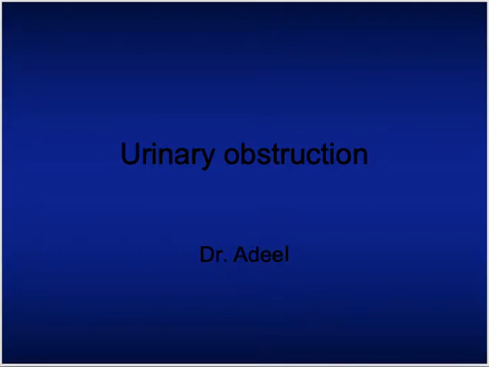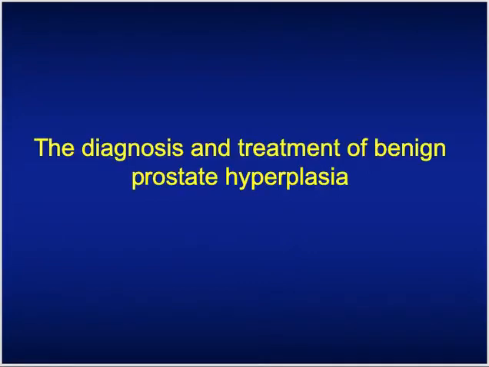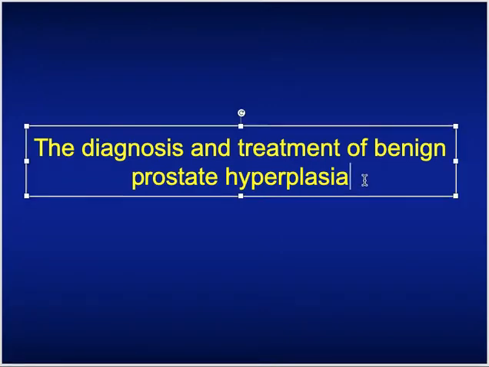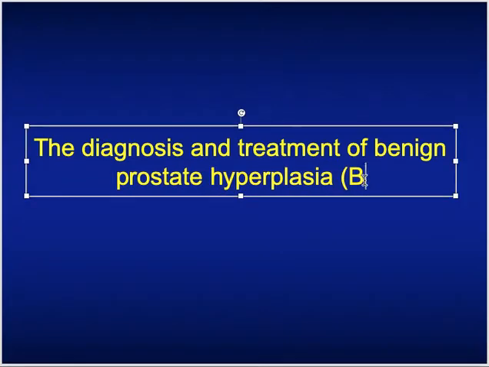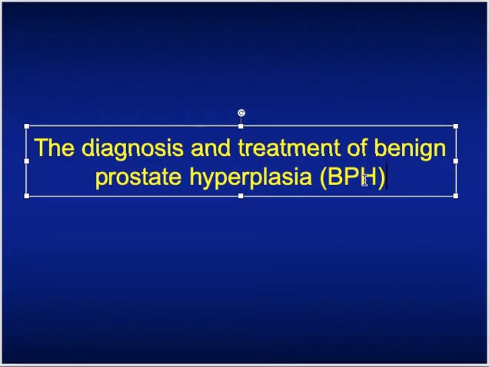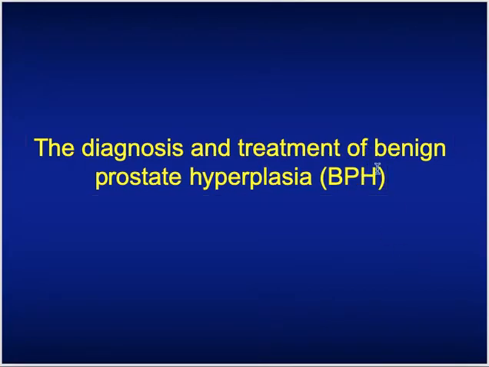In this lecture, we are going to talk about a very important cause of urinary obstruction, the bladder outlet obstruction, and that is basically benign prostate hyperplasia. So basically, this lecture is about BPH. BPH is the abbreviation of benign prostate hyperplasia.